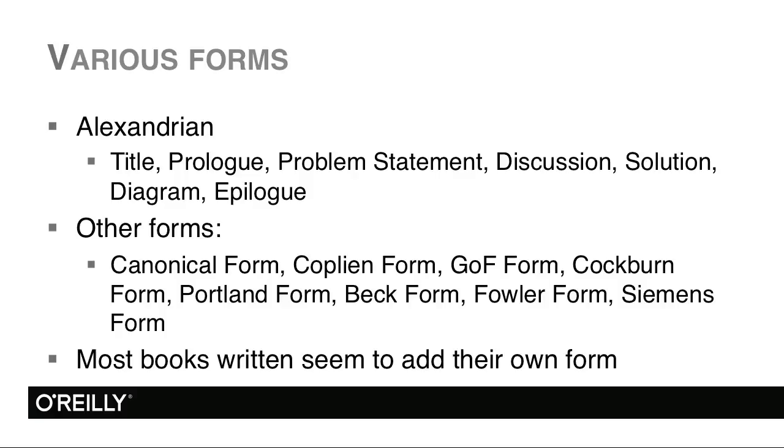There's the canonical form, there's a Coplien form, so the one that he used in his book, of course, the Gang of Four. Cockburn created a set of patterns for project management, and he had a form. There's a Portland form, there's a Beck form, Fowler form, and Siemens form. So it seems like most books add their own form, but all of them would have at least these three minimal properties: name, a problem in some context, and a solution.